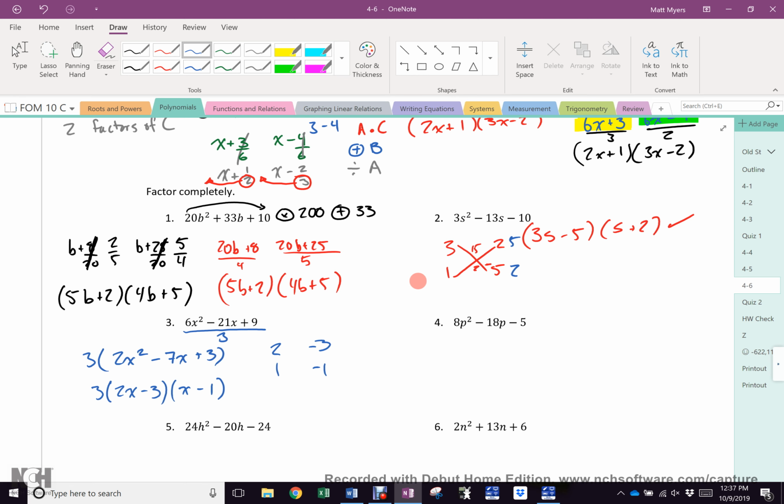Everybody cool? So I'm going to do a couple of the ones with one of the other methods now. Everyone's all right with that? So what am I going to do here? I don't like that 8, and I can't divide it out, can I? Because 18 doesn't divide by 8, and 5 doesn't divide by 8, right? So I got to multiply to negative 40, and add to negative 18. Is it 1 and 40? Is it 2 and 20?